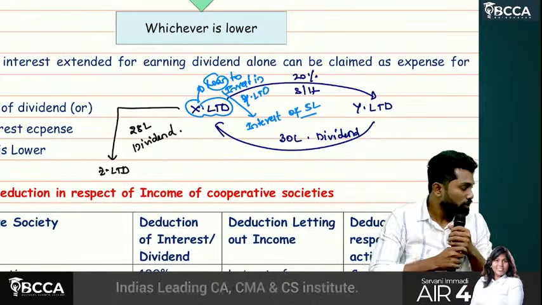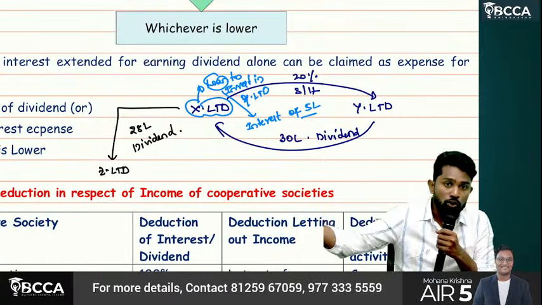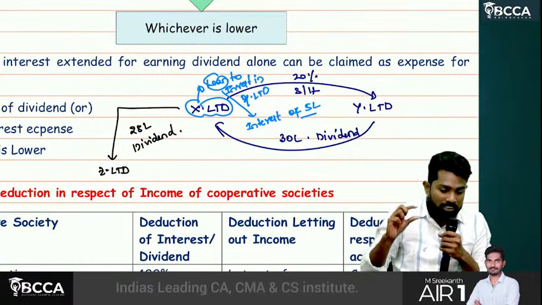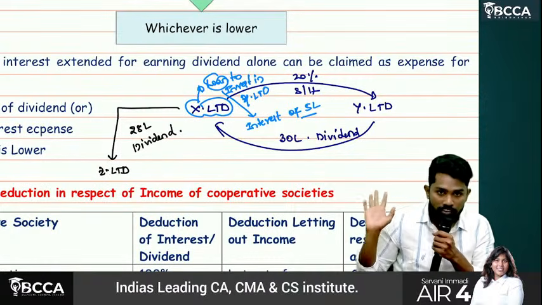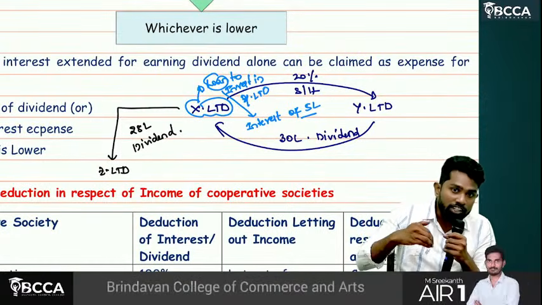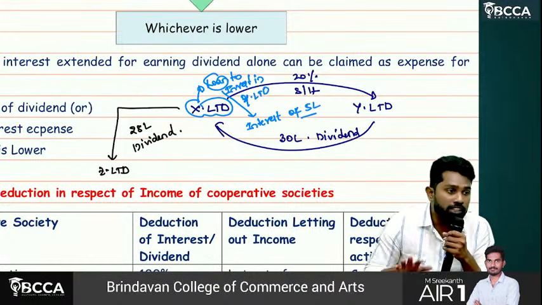So what you did? You took a loan and invested. So to earn that dividend, you are incurring what? Interest. So the interest is relevant to which income? Dividend income. Okay. So now how much is the expense? 5 lakhs. Can we claim the total 5 lakhs as expense from dividend? That is the second question.